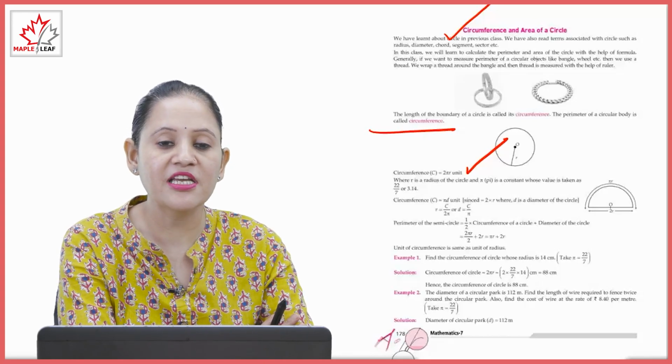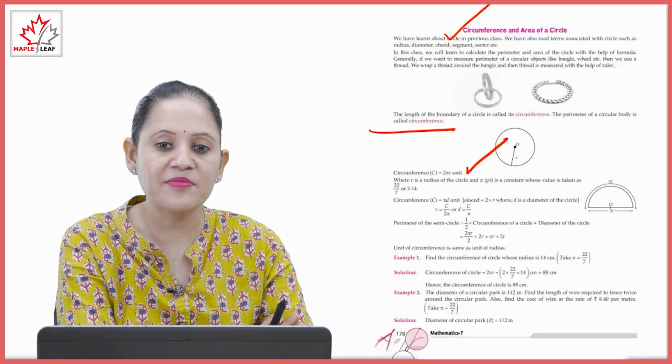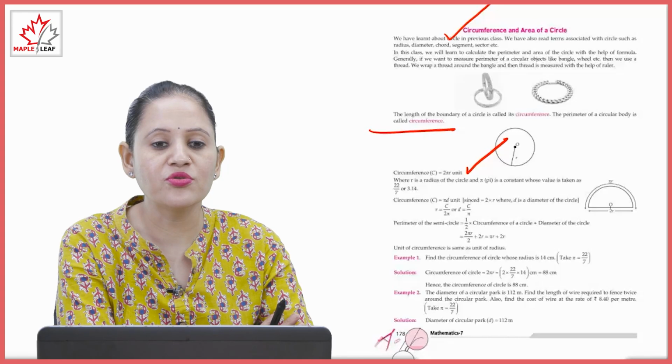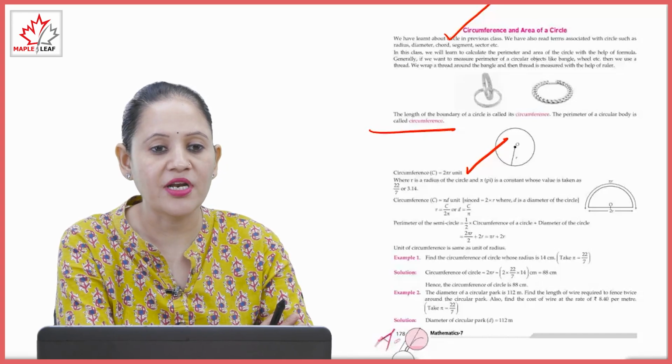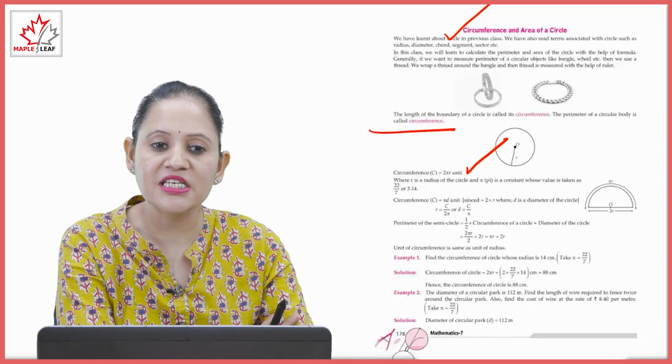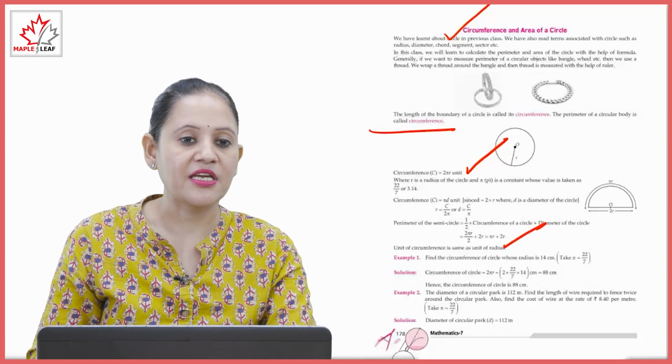Perimeter of the semicircle क्या हो जाएगा? 1/2 circumference of the circle plus diameter of the circle. So that is equals to 2 pi r upon 2 plus 2r, that is equals to pi r plus 2r. Unit of circumference is same as the unit of radius. Circumference और radius की unit same रहेगी.